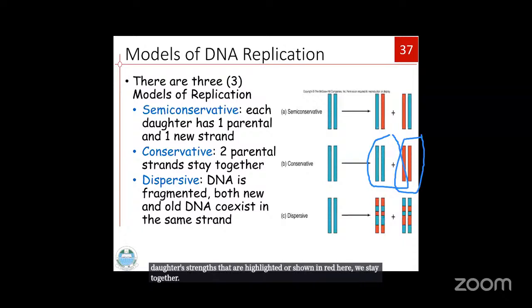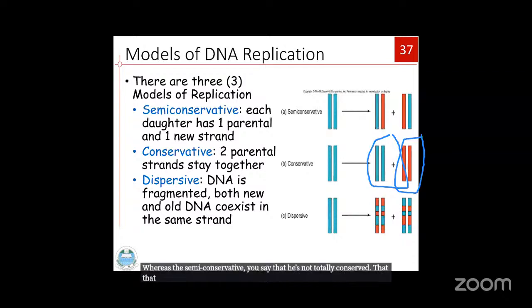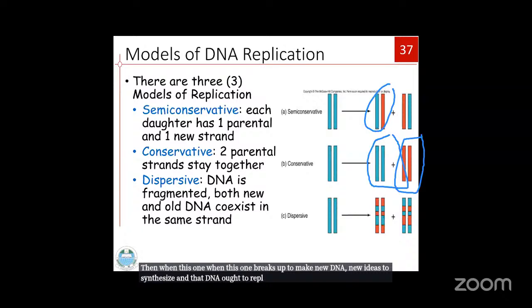Whereas the semi-conservative model says that it is not totally conserved, it is semi-conserved. That one is made up of the old strand and the new strand coming together. Then when this one breaks up to replicate itself, this one will now become the parental strand, and it goes like that: you also have a new strand and an old strand, a new strand and an old strand.